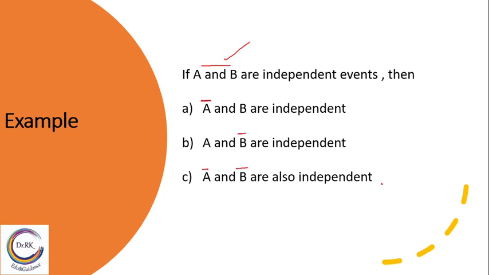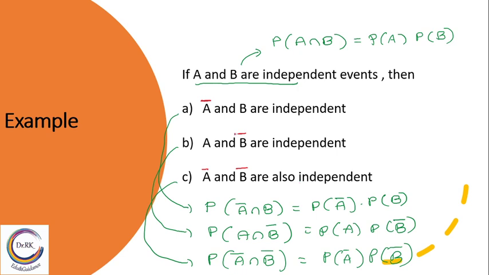And we know, right? Independent means immediately we have to remember that P of A intersection B equals P of A into P of B, right? That means next step we see. So this is given, A, B are independent events means P of A intersection B equals P of A into P of B. Next, we have to prove this, right?